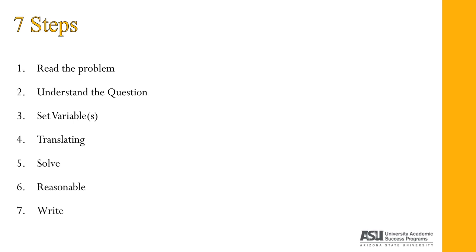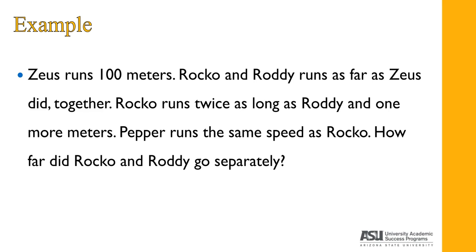Okay, and what will our example be? Good question. Here is the problem we'll be working on. Zeus runs 100 meters. Rocco and Roddy run as far as Zeus did together. Rocco runs twice as long as Roddy and 1 more meter. Pepper runs the same speed as Rocco. How far did Rocco and Roddy go separately? Side note, this problem was made up and did not come from a book or website.